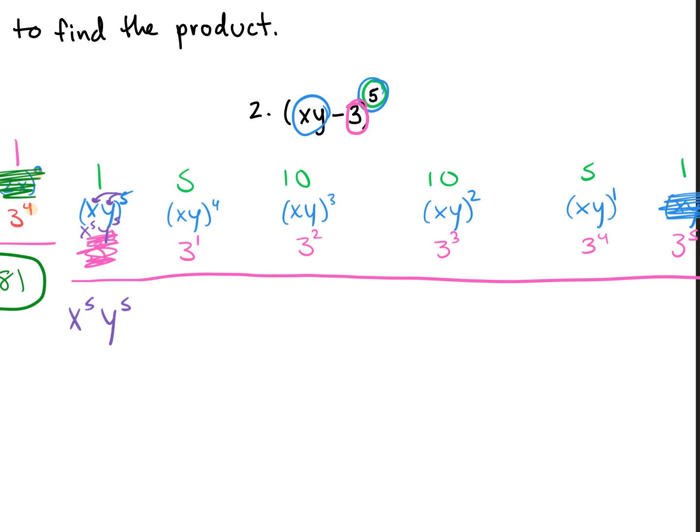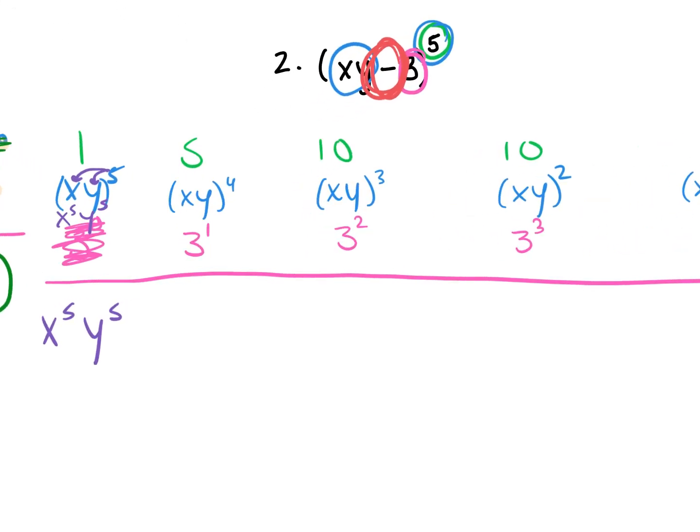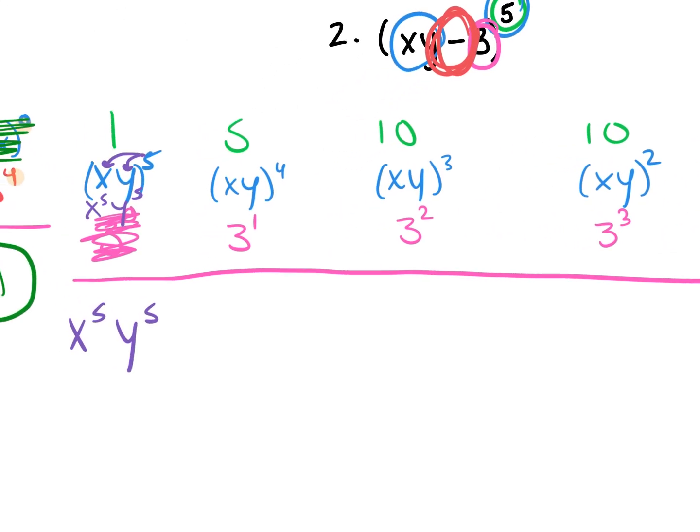I'm going to save the signs till the end because we see that we have a minus in the middle here, so we know it's not going to be all pluses. So I'm going to save the signs for the very end. Let's do our next column. What's the first thing I should do here? I'm going to distribute the exponent and multiply the 3 and the 5. What's 3 times 5? 15. So 15, what? X to the 4th, y to the 4th.